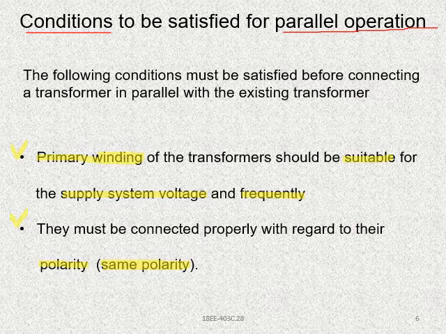The first condition is the primary winding of the transformer should be suitable for the supply system voltage and frequency, and they must be connected properly with regard to their polarity, nothing but same polarity. That means positive to positive and negative to negative.